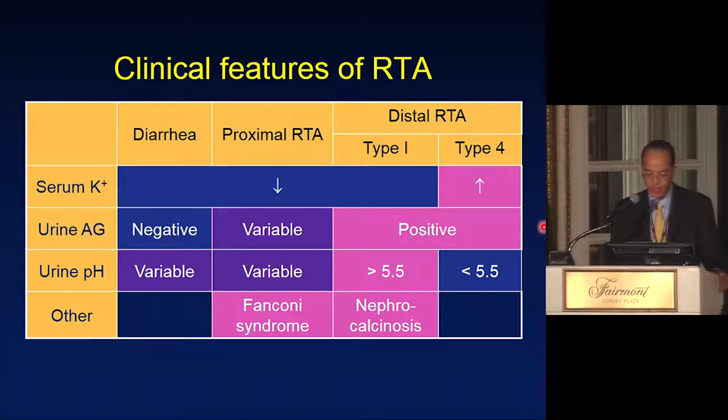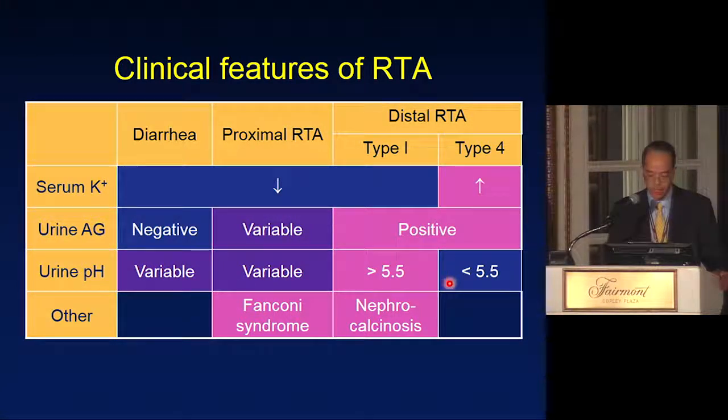So again, here's a perhaps overly simplified version of how you diagnose RTAs. And this is about all you need to figure out what each patient has. So first you look at the serum K. It's going to be low in a proximal RTA, a type 1 or classic distal, as it is in diarrhea, whereas a type 4 is by definition a hyperkalemic RTA. Urine anion gap, as we said, is negative in diarrhea and positive in the distal RTAs. In proximal RTA, it's variable, and we'll come to why.